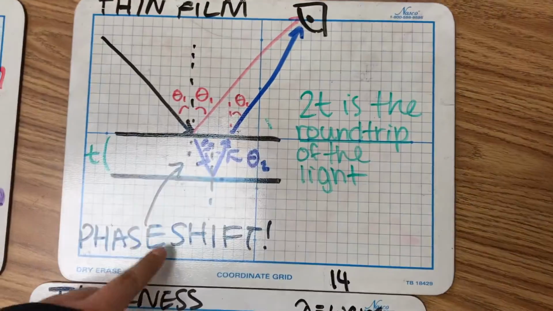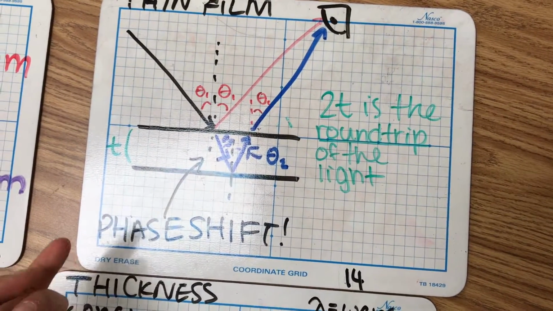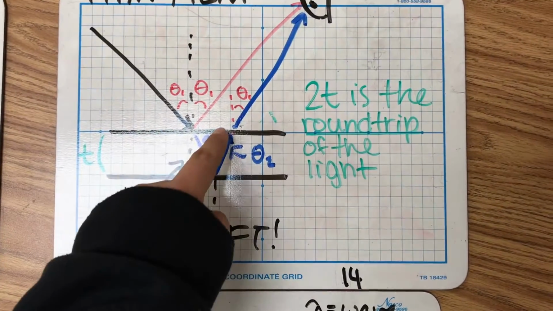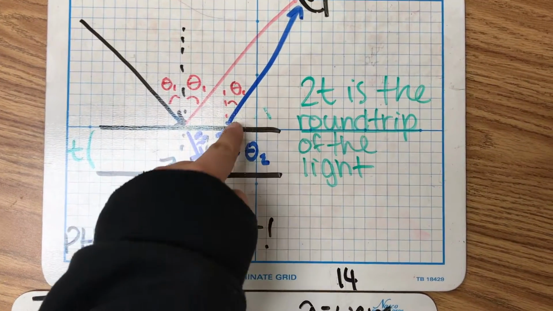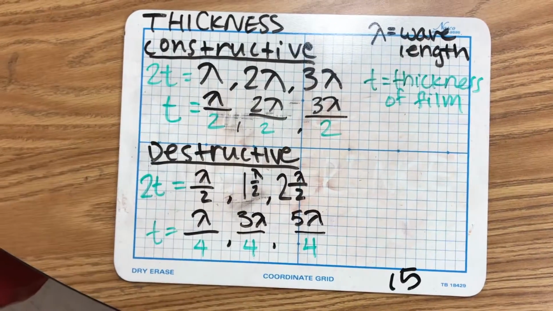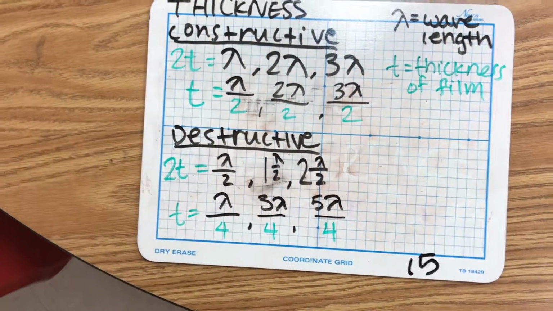We call this extra distance the phase shift. During the phase shift, the angle is different because of the different index of refraction of the film. After going through the film, the light bounces off the bottom surface and leaves from the top to go towards your eye. The relationship between the thickness of the film and the wavelength determines how the light interferes.